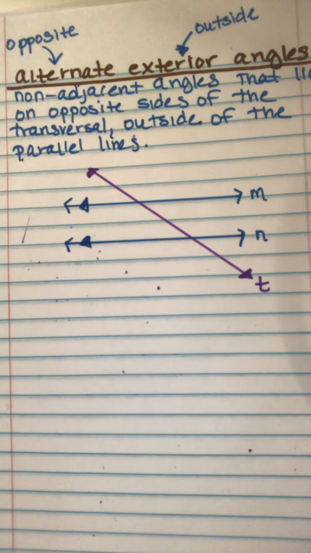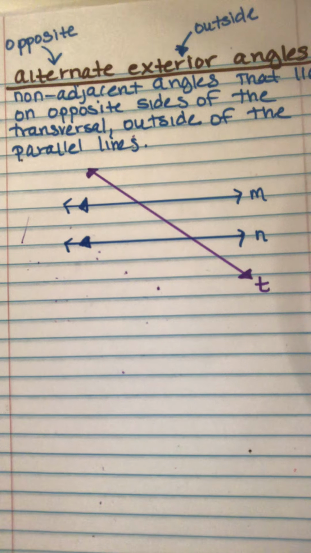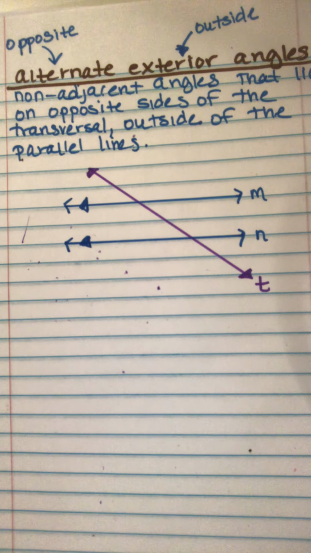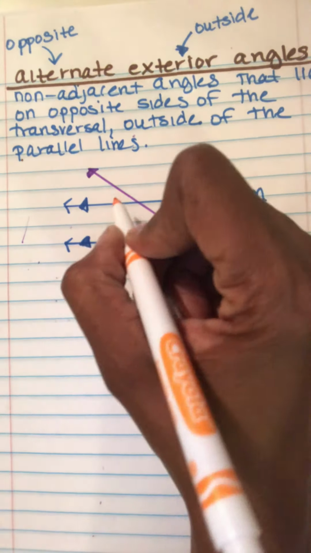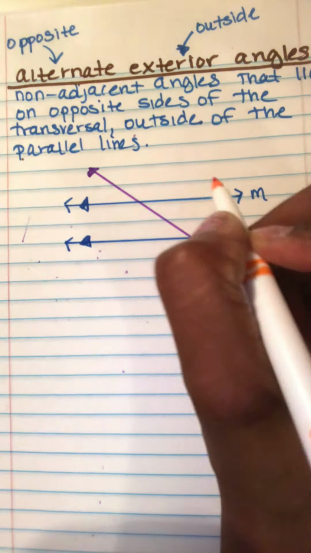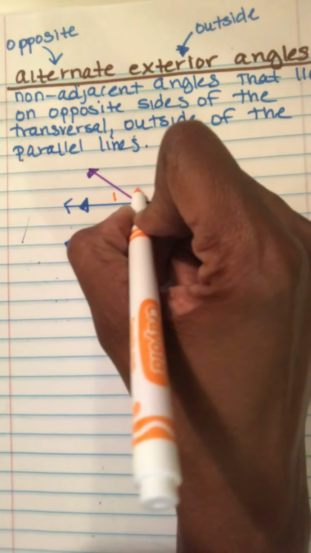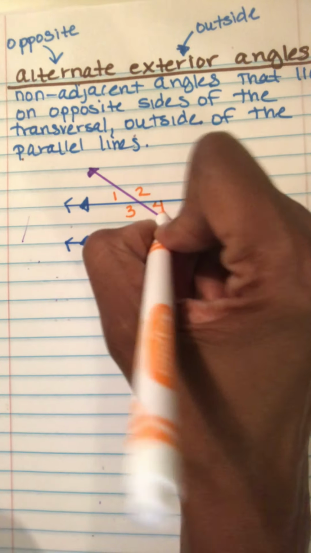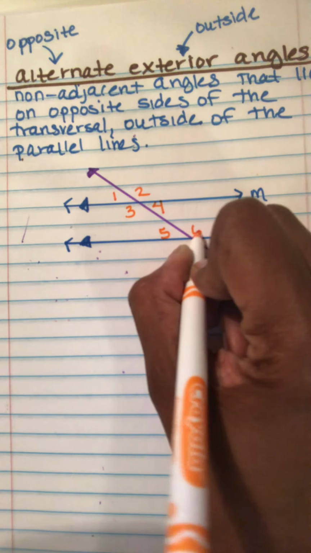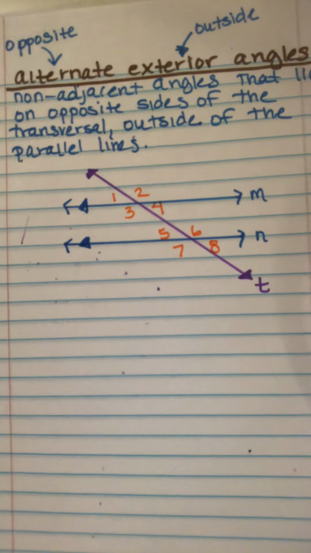All right, so for alternate exterior angles, if we're saying that they're non-adjacent, that means they're not going to be angles that are next to each other. Let me label the angles. First of all, we know that when two parallel lines are cut by a transversal, how many angles are formed? 8 angles. So let's just number them 1, 2, 3, 4, 5, 6, 7, 8. So there are 8 angles here.